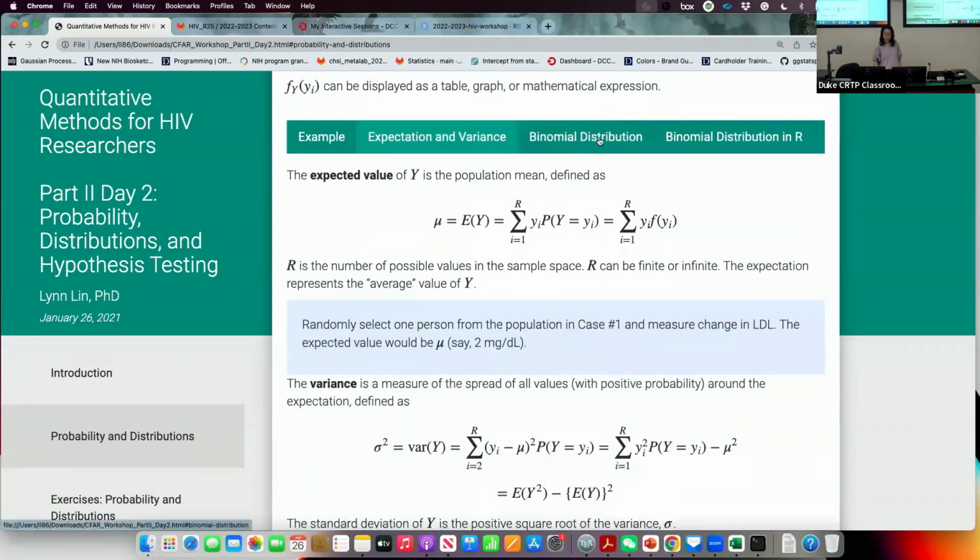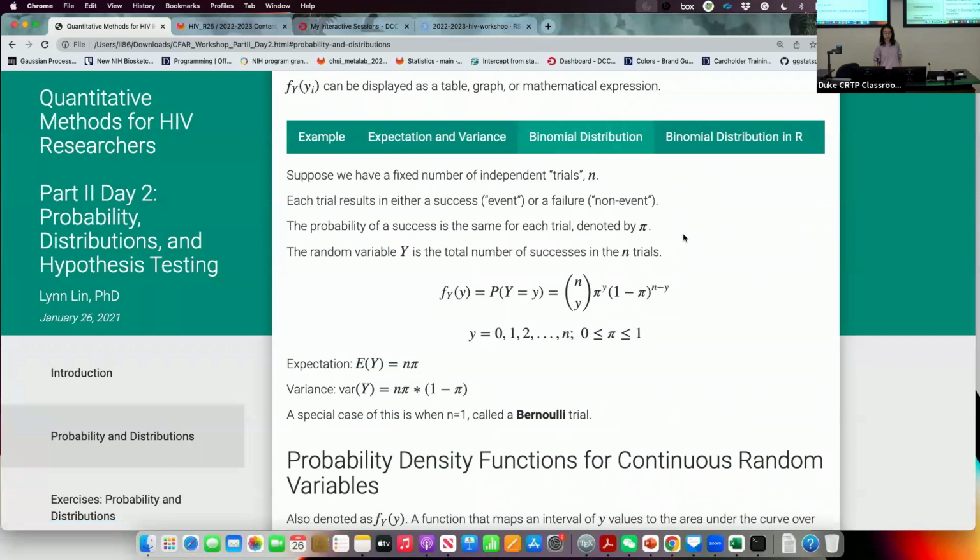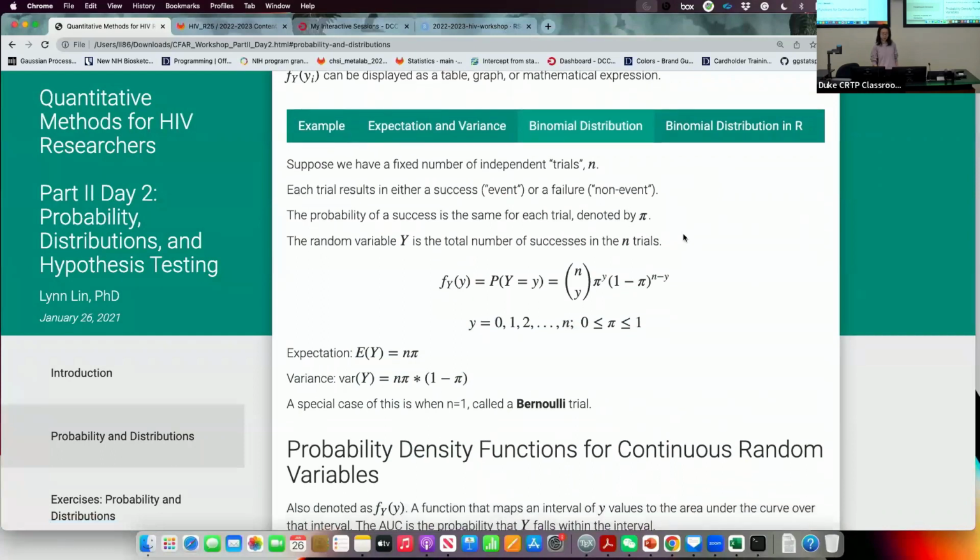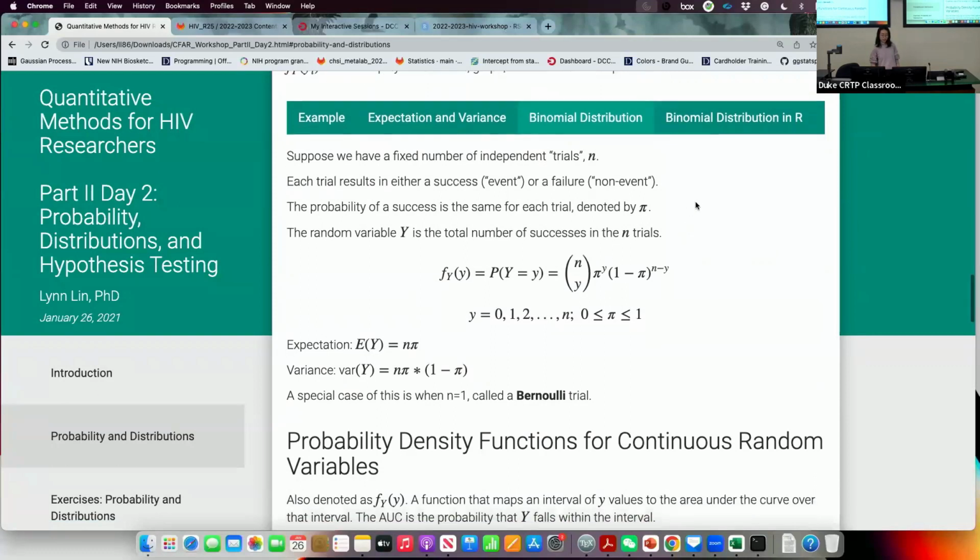Okay, so now let's talk about a particularly useful distribution, which is the binomial distribution. The binomial distribution is used to summarize or describe a discrete random variable. And what's the definition of this binomial distribution? That is, what are the assumptions you have to satisfy before you choose to use it?